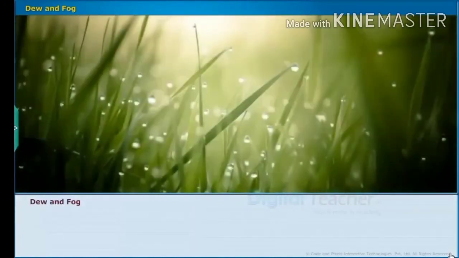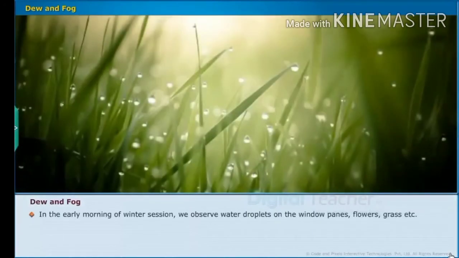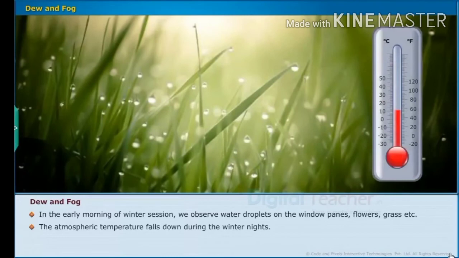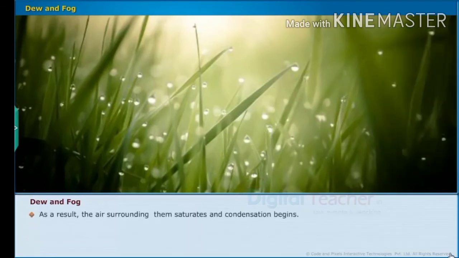Dew and fog. In the early morning of winter season, we observe water droplets on the window panes, floors, grass, etc. The atmospheric temperature falls down during the winter nights. Hence, the surface of window panes, floor, grass, etc. become colder. As a result, the air surrounding them saturates and condensation begins. The water droplets condensed on such surface is known as dew.